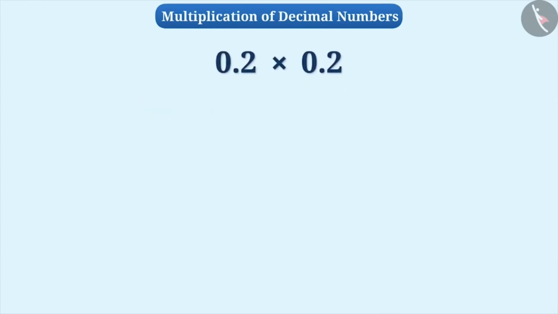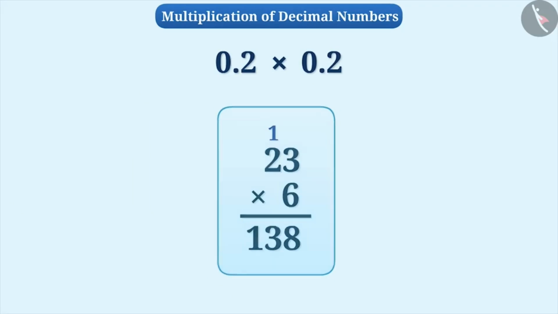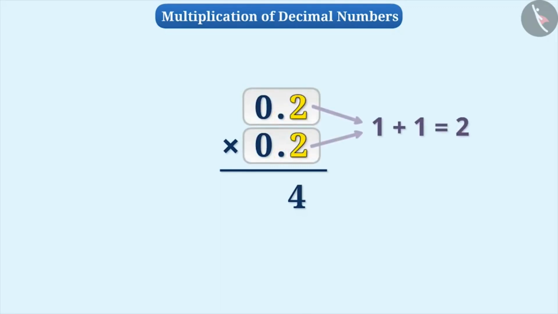Multiplication of two decimal numbers is similar to multiplication of whole numbers. In this method, we will place the given decimal numbers one below another. Here we ignore the decimal point and carry out their multiplication as that of whole numbers. We will obtain answer as 4. Then we will check the number of digits after the decimal point in the given numbers to be multiplied, which is 1 plus 1 is equal to 2. So, in the result, we will place decimal point counting 2 digits from the right side.